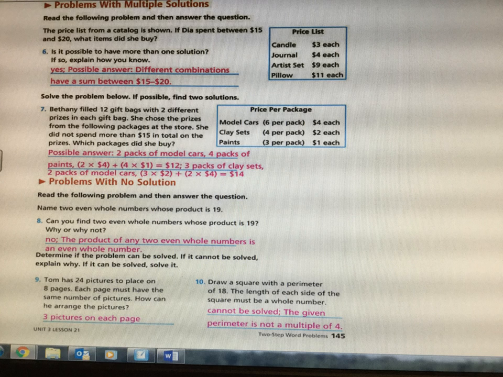Number 10, draw a square with a perimeter of 18. The length of each side of the square must be a whole number. Can't do that with a square. All 4 have to be the same, and you can't take any number times 4 to get 18. So you can't use a whole number. It could be 4.5, but that's not a whole number.